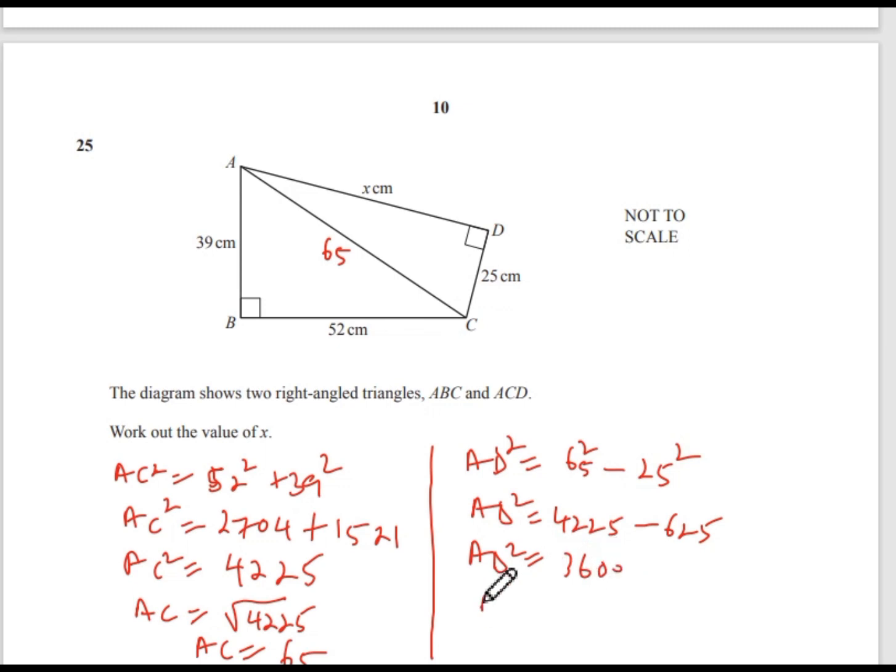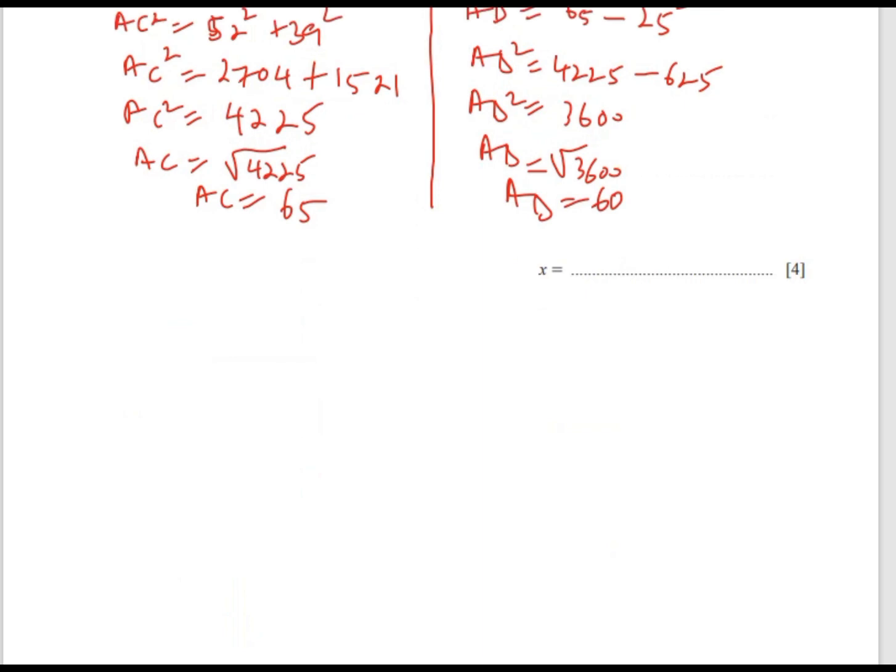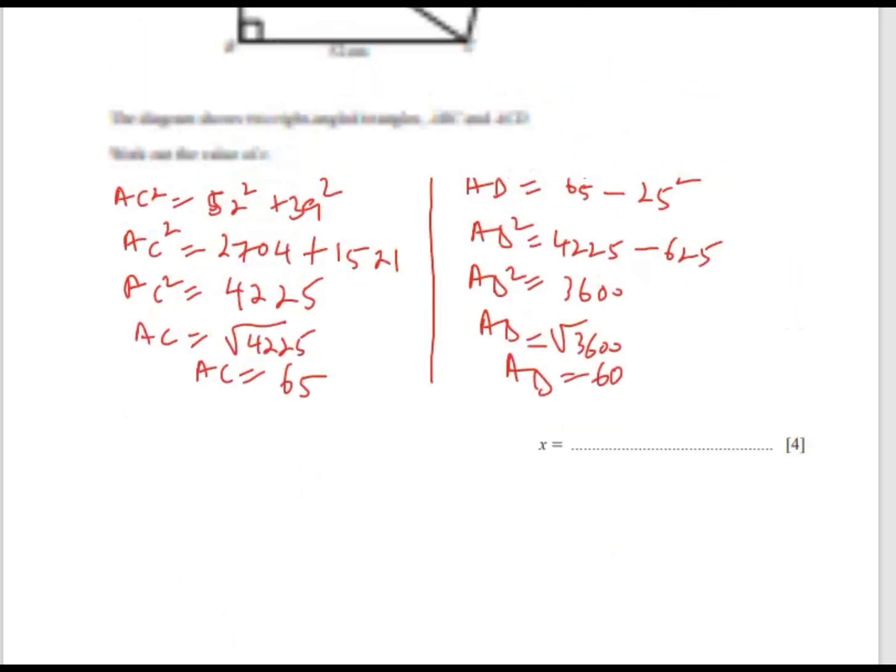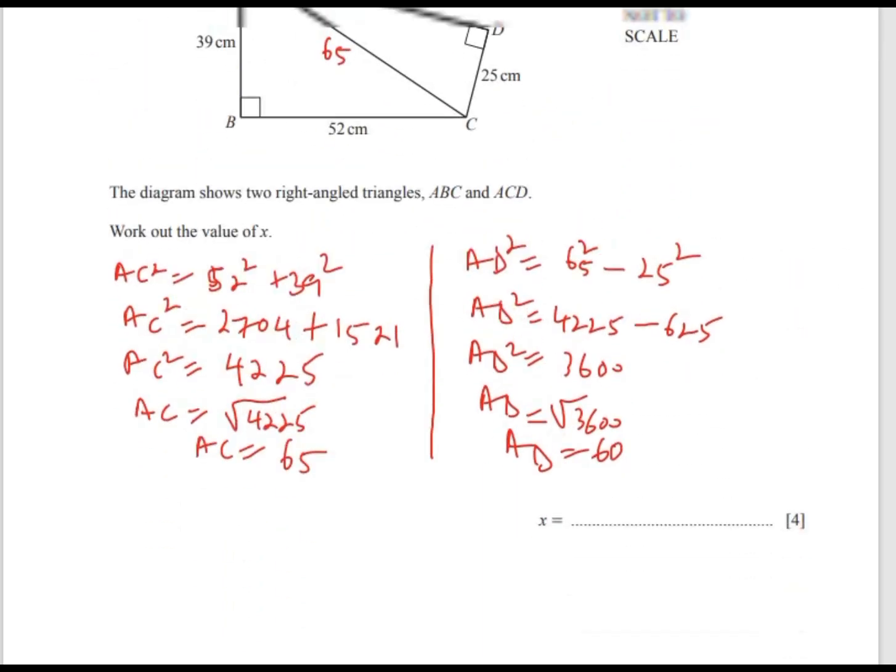So AD is equal to the square root of 3600. The square root of 3600 is 60. So AD is equal to 60. So AD, which is the same as x, is equal to 60. So x is 60 centimeters.